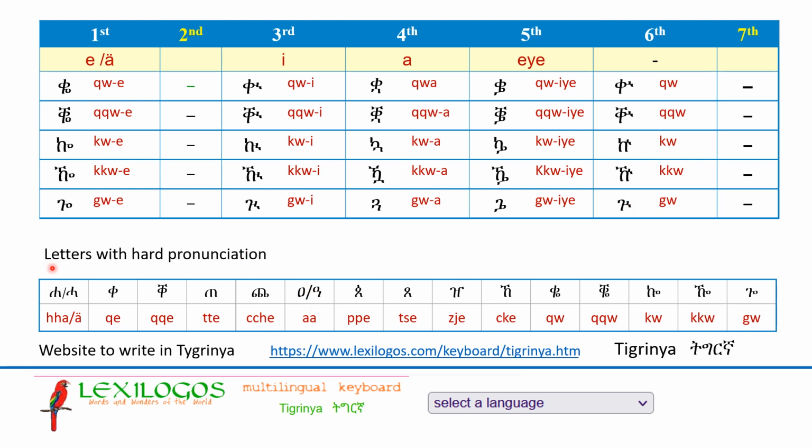Here are the letters with hard pronunciation in Tigrinya. Ha, ke, ke, te, che, a, pe, tse, je, ke, que, hue, gue. If you want to write those letters, you can use also the homepage Lex Logos. Here is the link for that website. You have to choose the language Tigrinya.